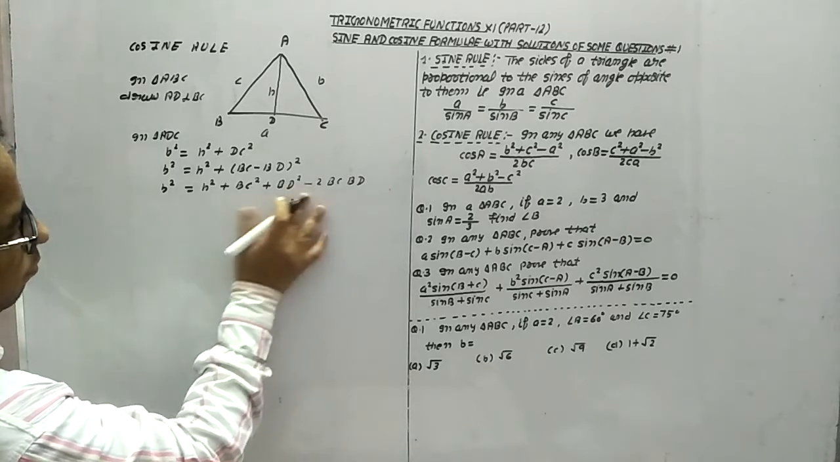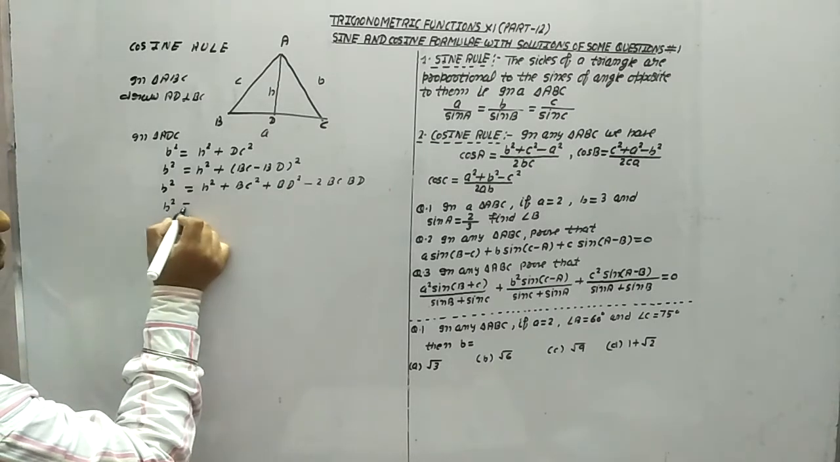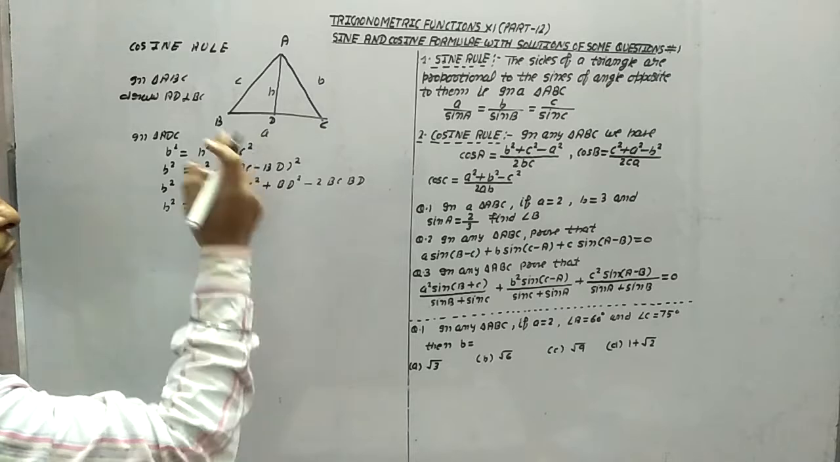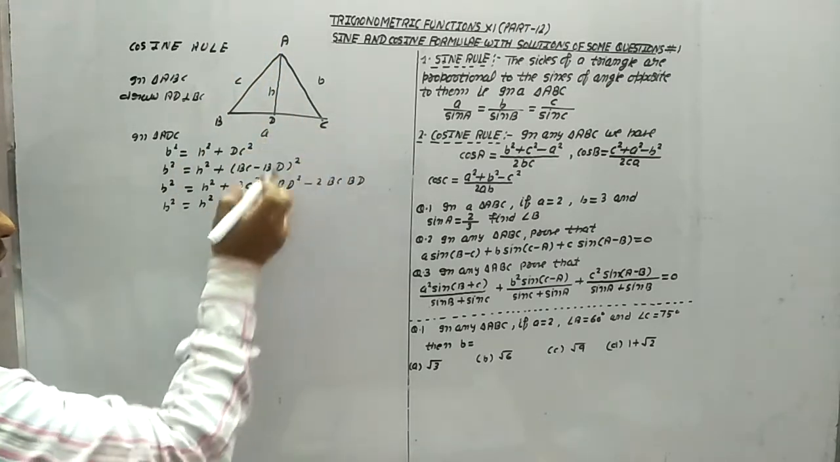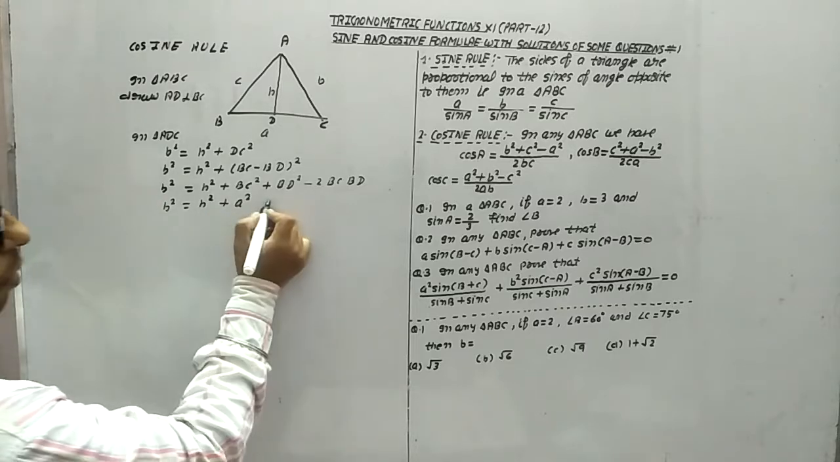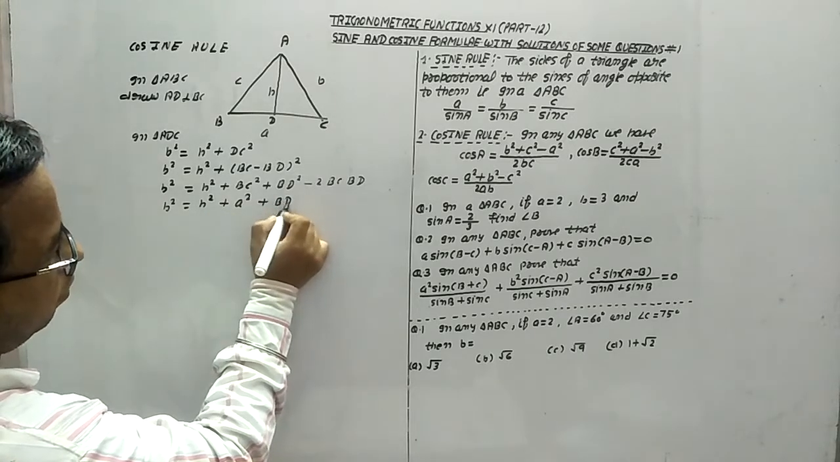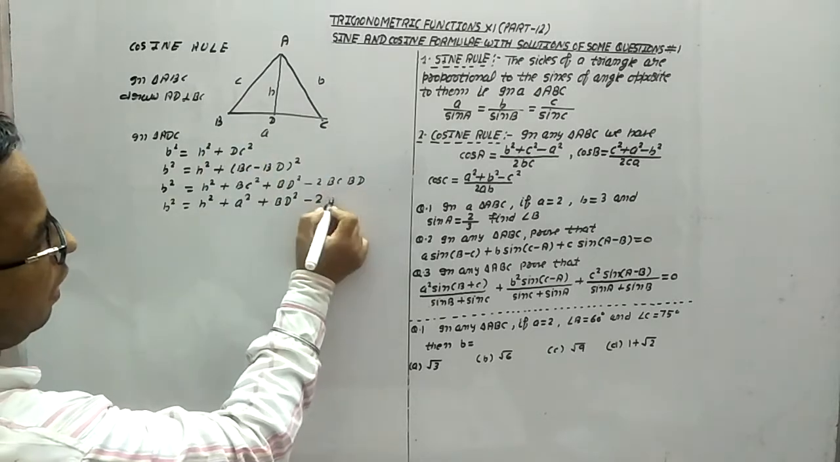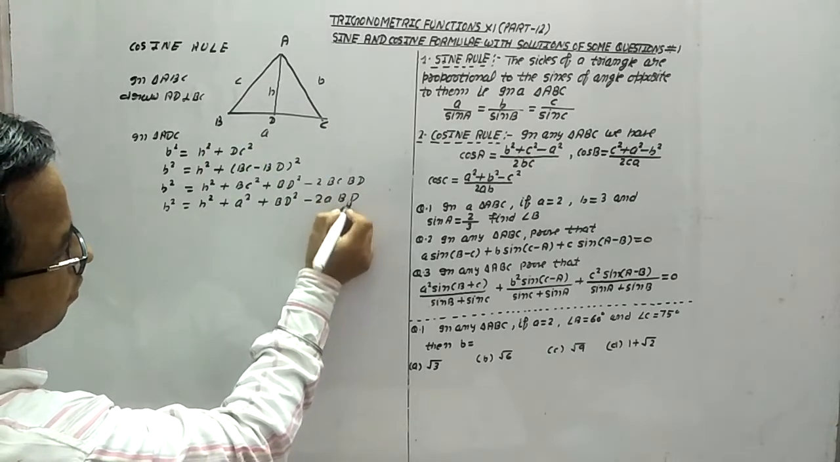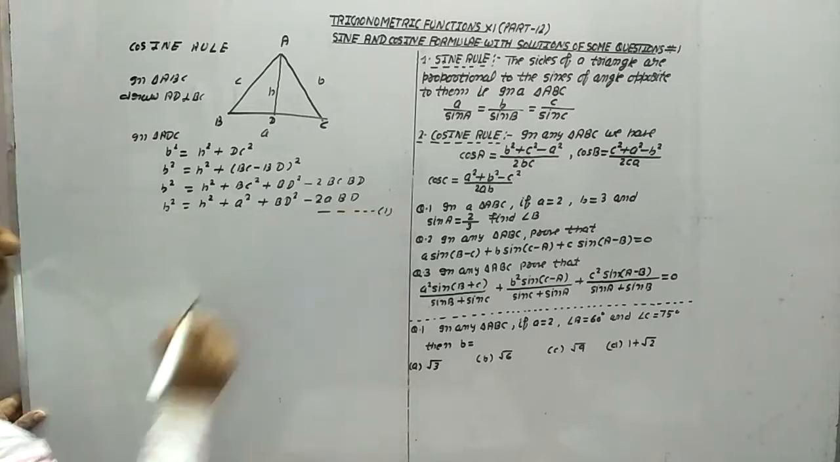Let us suppose this, first of all, b square is equal to h square. Whatever values we know, we will put. BC means a, so BC square means a square plus BD square, because BD we don't know, minus 2. What is BC? a, and BD is as such. Let us suppose this is equation number 1.